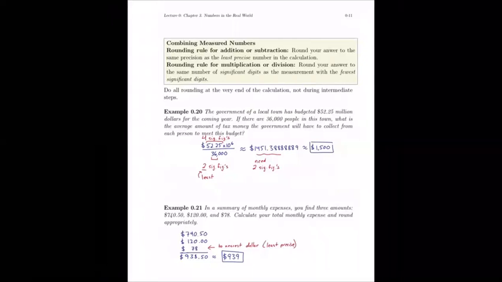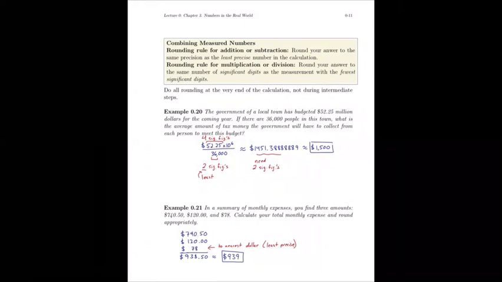When we round numbers that have been added or subtracted, we round our answer to the same precision or number of decimals as the least precise number in the calculation. Okay? When we multiply or divide, we round our answer to the same number of significant digits as the measurement with the fewest significant digits. So one is based on precision, the other one is based on significant digits. And we always use the least precise and the fewest significant digits to give us the most fair representation of the precision or accuracy of our numbers.